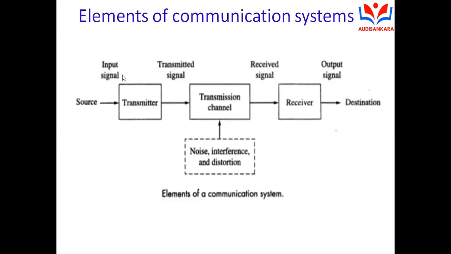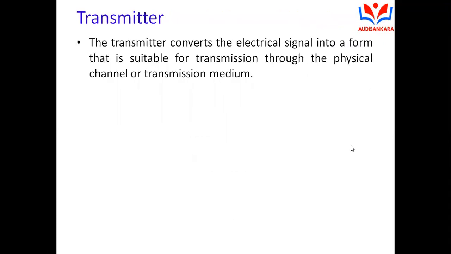So here, consider the input signal. That input signal is taken from the source and given to the transmitter. Then the transmitter transmits the signal through this particular channel. Then the signal is received by the receiver. Finally, we receive the output signal at the destination.